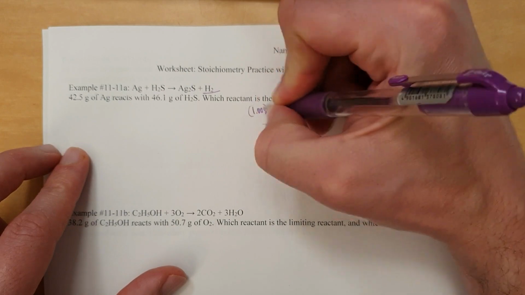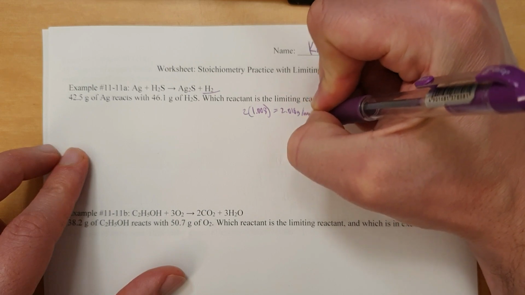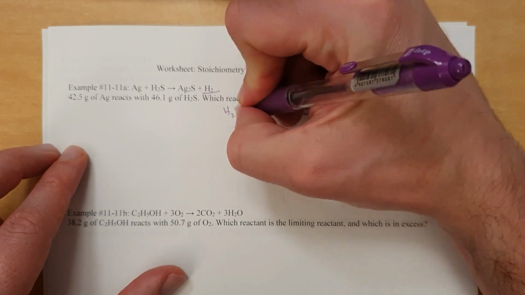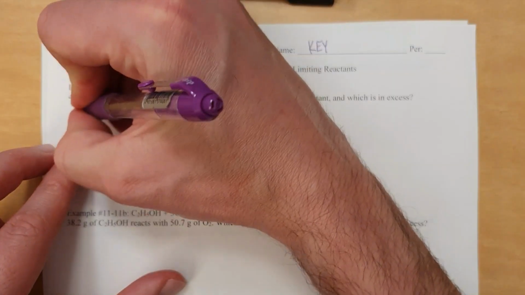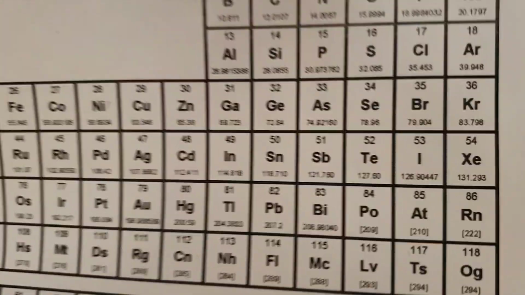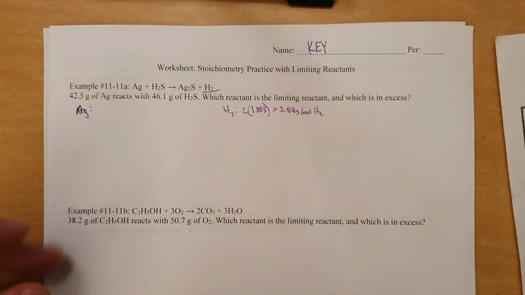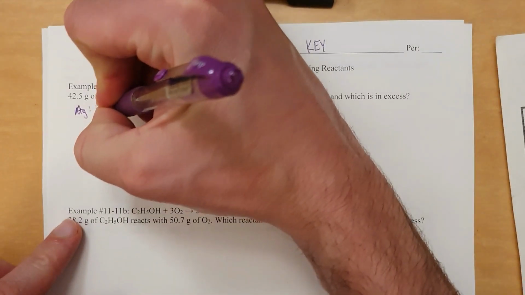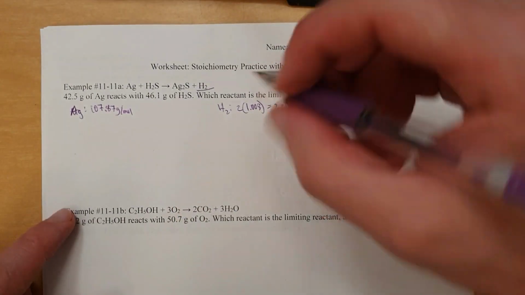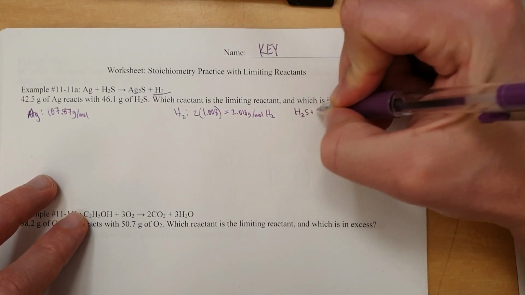After all, hydrogen is 1.008 grams per mole, and H2 is twice that to make 2.016 grams per mole. Silver is something we can look up on the periodic table. Its molar mass is 107.87 grams per mole. And H2S, let's see, I guess I'm running out of space. I didn't plan this very well.